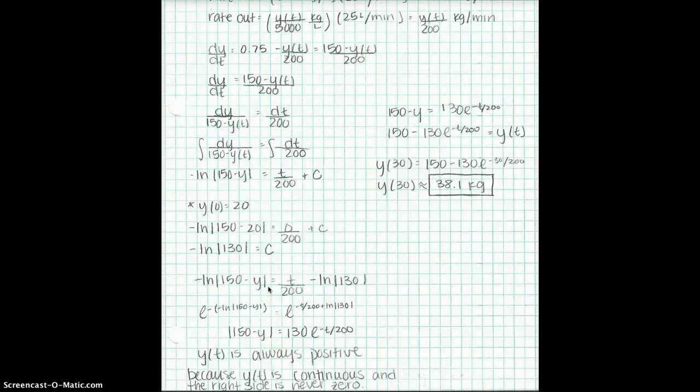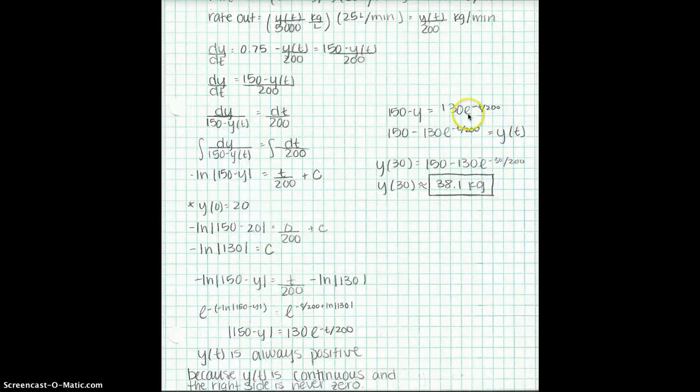So now you can simplify the constant and get rid of the natural logs, and you have to solve for y. So you do e to the negative on both sides, so you get e to the negative natural log absolute value of 150 minus y equals e to the negative t divided by 200 plus natural log 130. And that gives you absolute value of 150 minus y equals 130 e to the negative t divided by 200. And y of t is always positive because y of t is continuous and the right side is never 0.